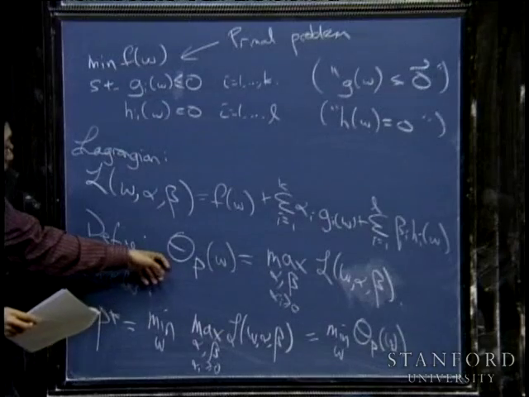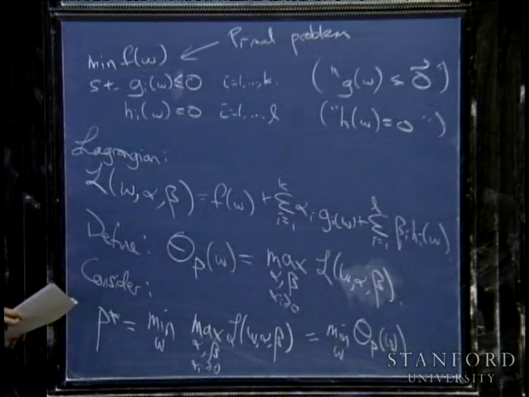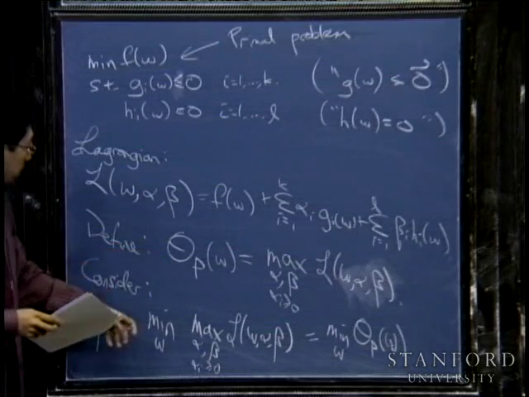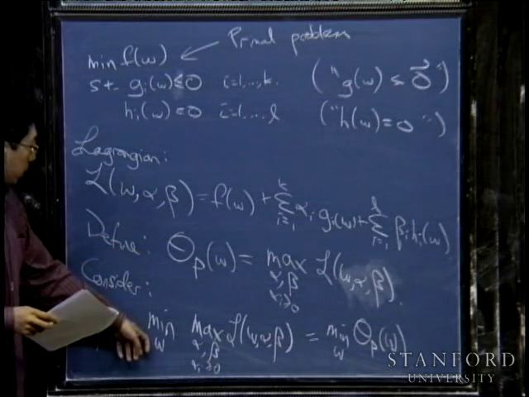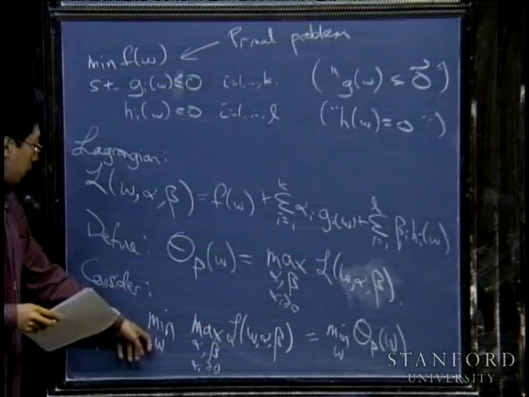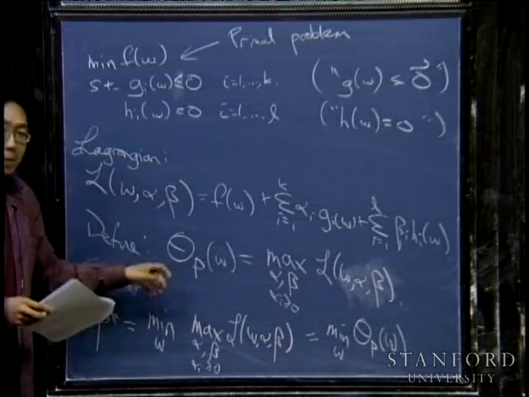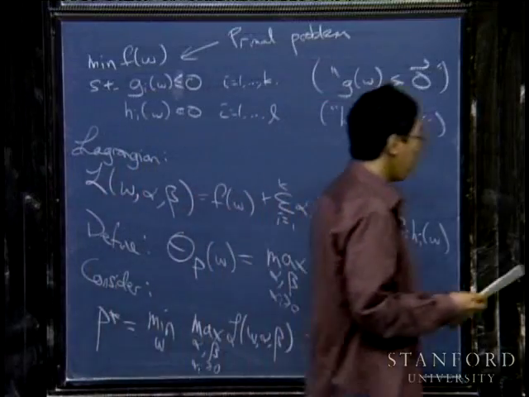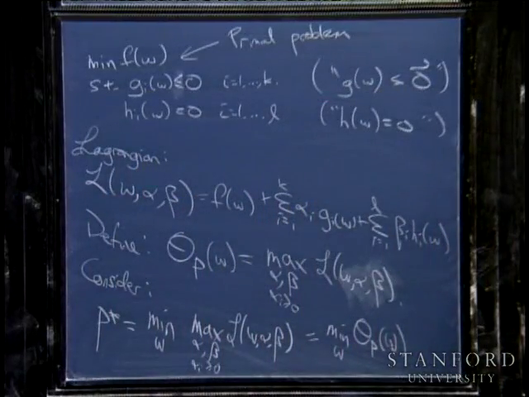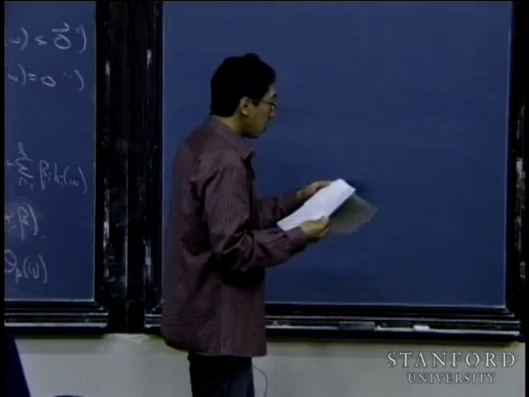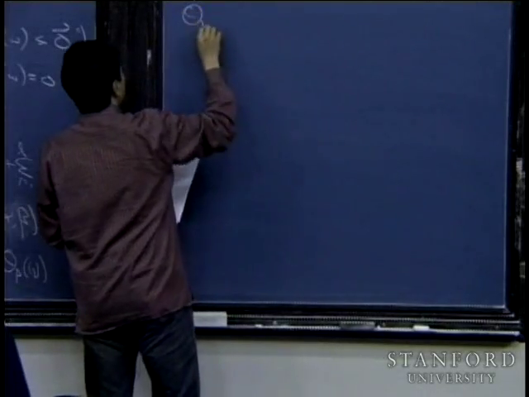Now I want you to consider theta P, and in particular I want to consider the problem of what happens if you minimize, as a function of w, this quantity theta P. So let's look at what theta P of w is.